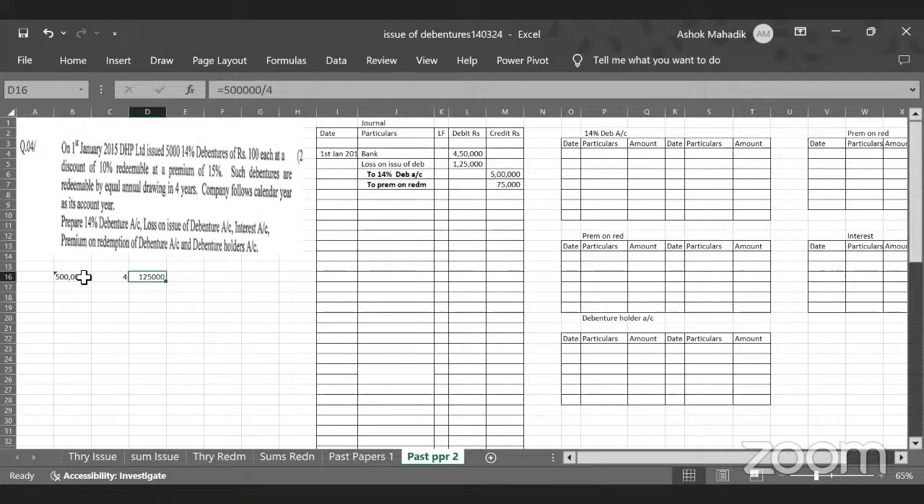And while giving them back, we are going to pay them a premium, isn't it? So premium on redemption will be added. How much? 15%. So 125,000 into 0.15. So debentures worth 125,000 plus premium worth 18,750 will be repaid. Let us record this entry.